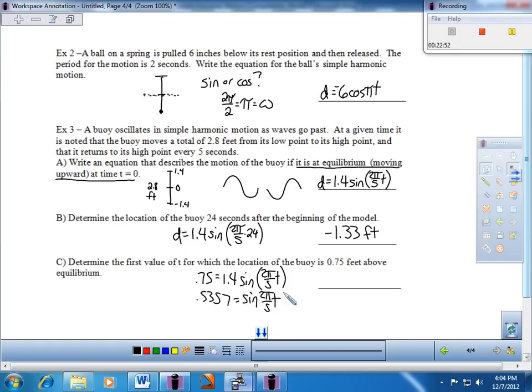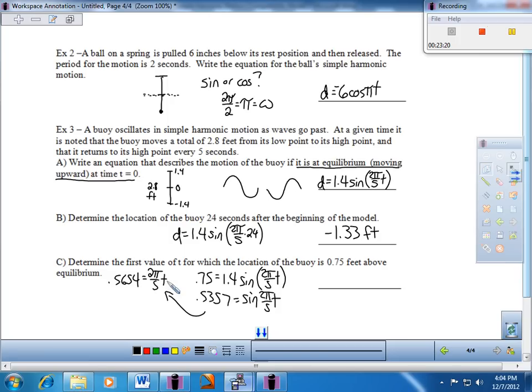Excellent. And now what I'm going to do is inverse sine both sides. Inverse sine over here gets rid of it. Inverse sine over here should give us a numerical value. And again, I'm going to bring this on up if that's all right. And so I get about 0.5654, about 4 decimal places out there. We'll rein that in as we get our answer here, but that equals 2 pi over 5 t.